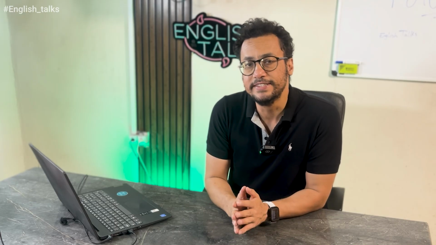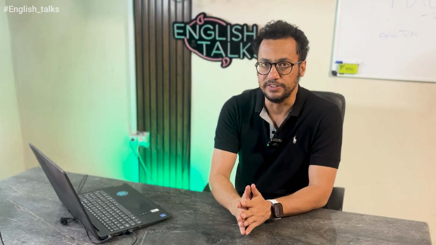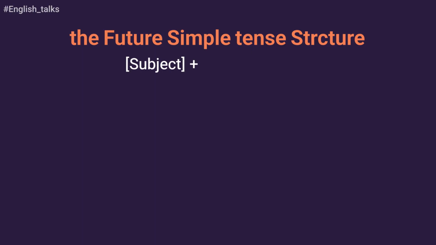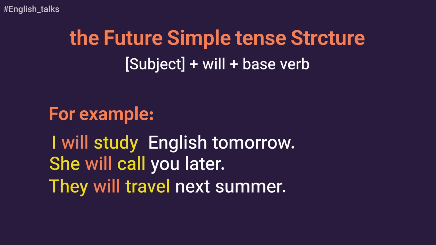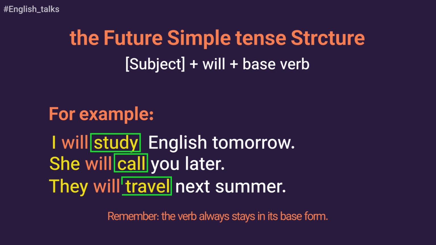The structure is very simple and it's super easy. We use subject plus will plus base verb. For example, I will study English tomorrow, or she will call you later, or they will travel next summer. The point is, the verb never changes. It's always the base form after will.